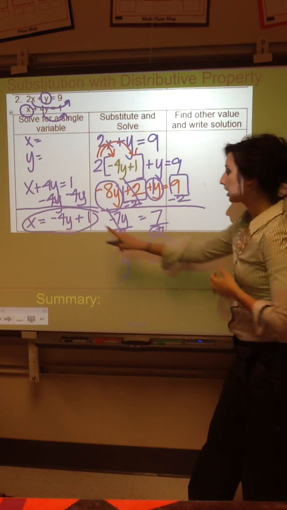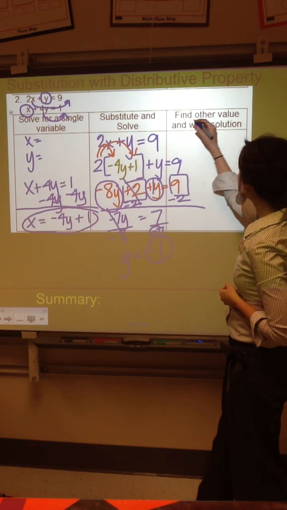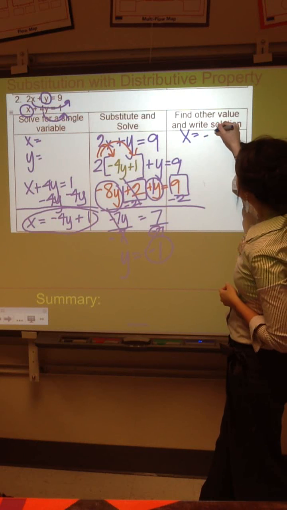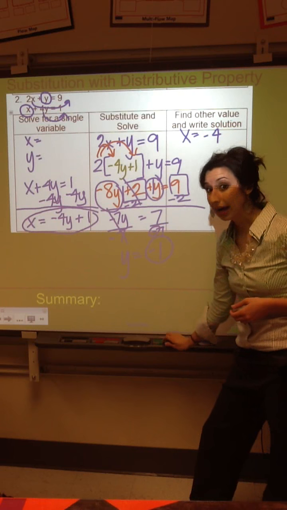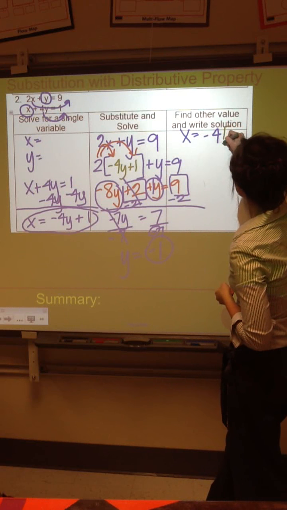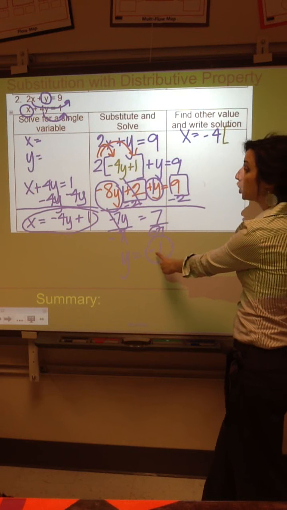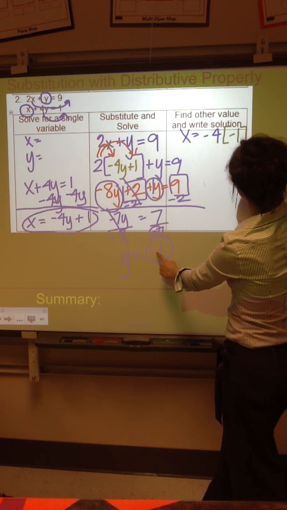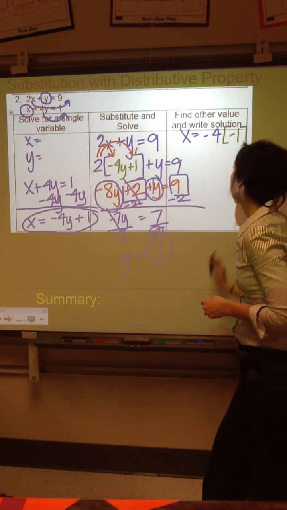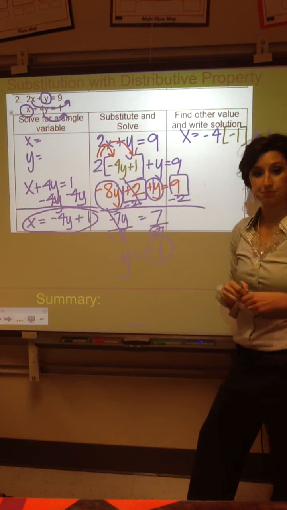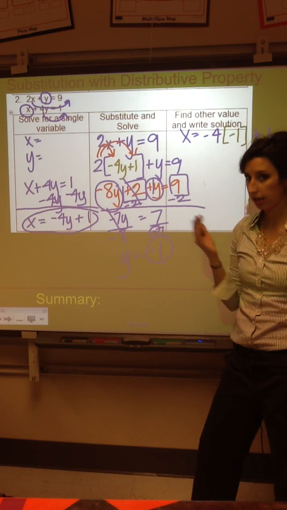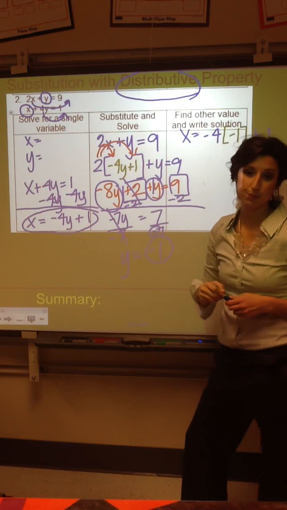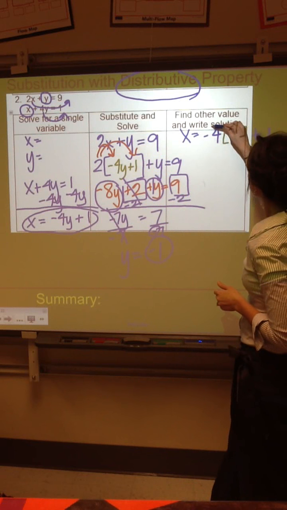So I know y. I'm going to plug it in here. It says x equals negative 4, brackets, times what is my new y? Here's y. I need my new y. Negative 1, close the bracket, plus 1. Are we okay so far? All I did was substitution. But this also had distributive right here. Okay? So here we go.